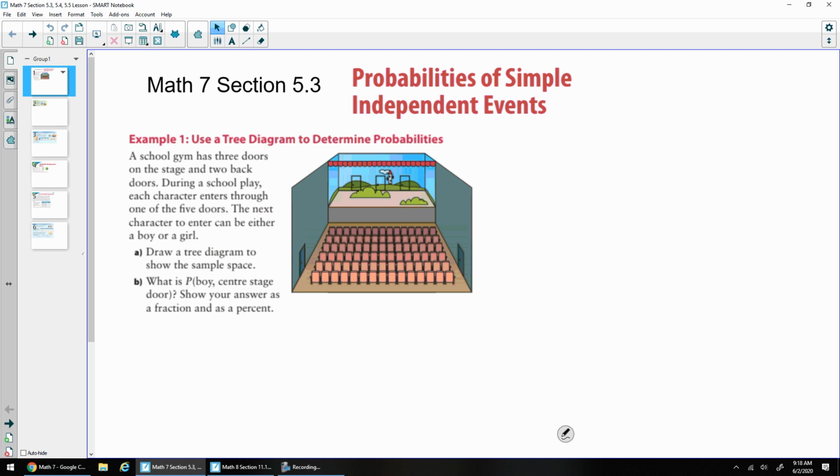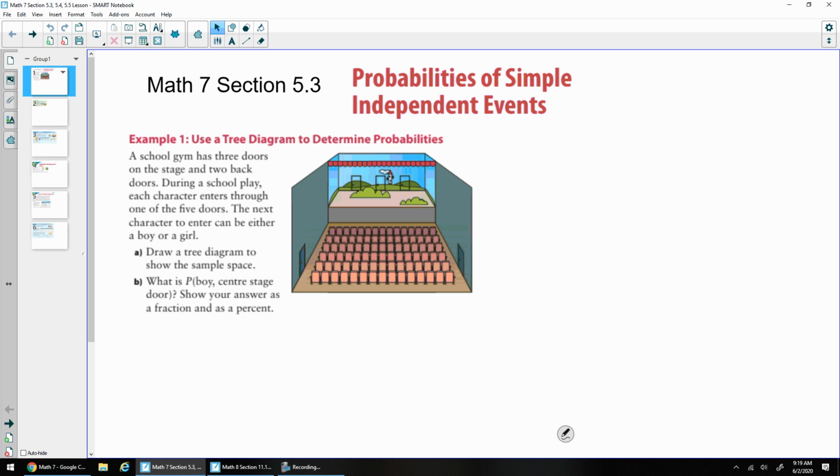So we're just looking at probabilities of simple independent events. We've already been making tree diagrams and tables to find all the sample space. So that's all the possible outcomes. Now we're just going to be using that to actually find the probabilities. So let's use a tree diagram in this case.